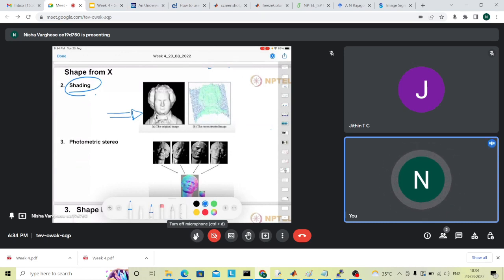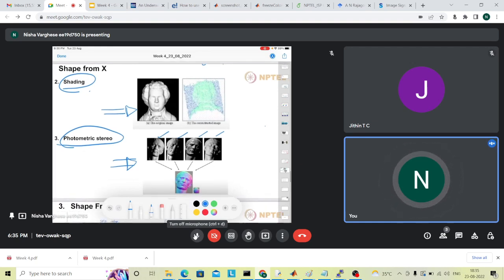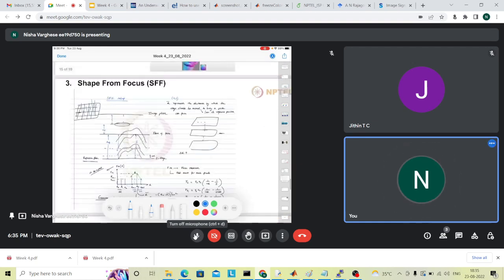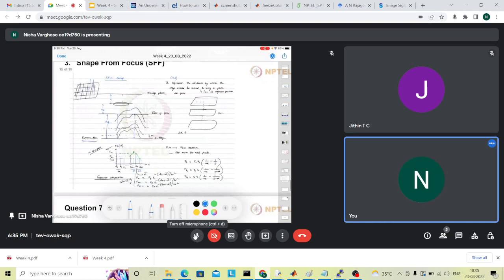Then photometric stereo. If you have an object, the source light is placed at different positions, and we capture different images like this. Then from that, a single shape will be extracted. That is known as photometric stereo. That is already explained in the lectures. Then we have shape from focus. Shape from focus is an important topic, and it is also an interesting topic.